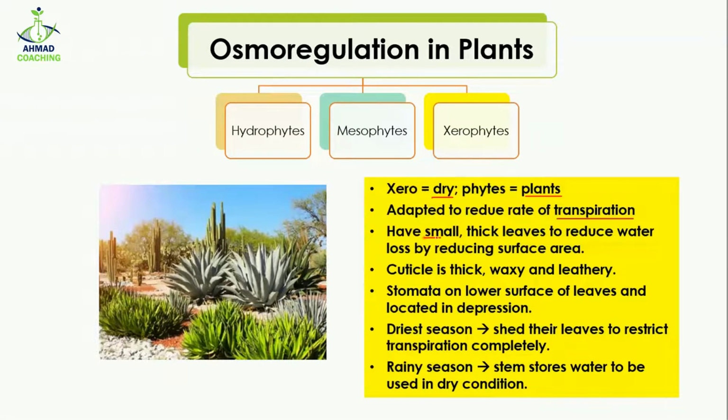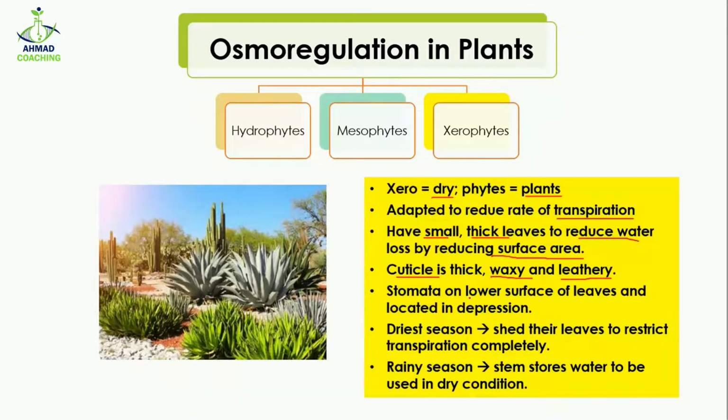They have small and thick leaves. Here you can see the desert plants or xerophytes, and because of this type of leaves, they reduce water loss by reducing their surface area. Moreover, they have a thick cuticle which is also waxy and leathery, and because of this they store their water and the evaporation of water is very less.